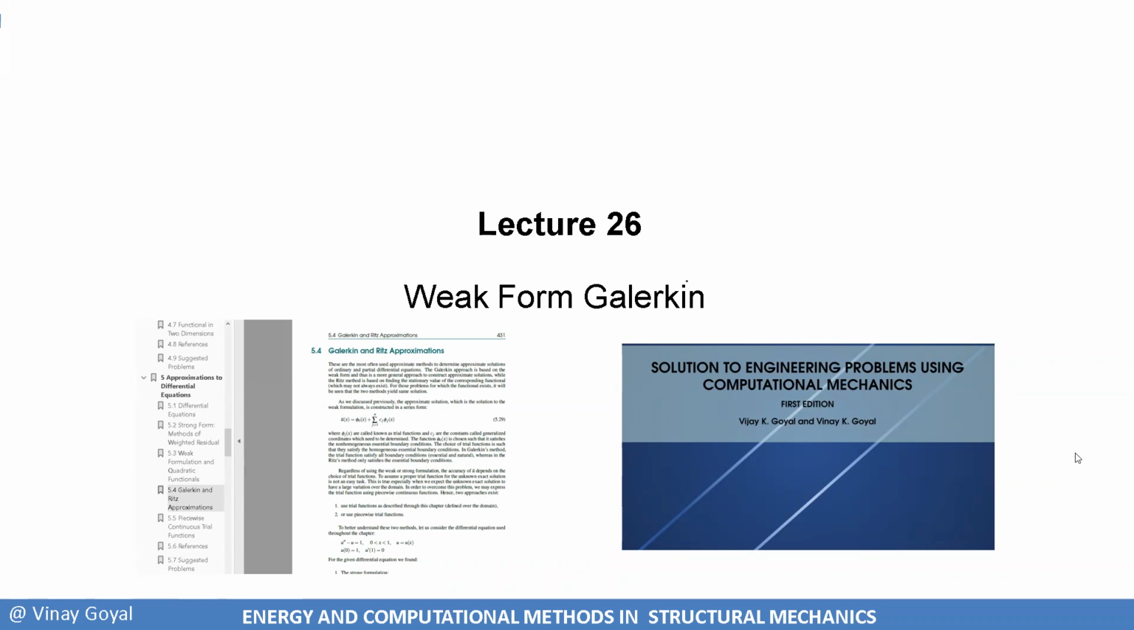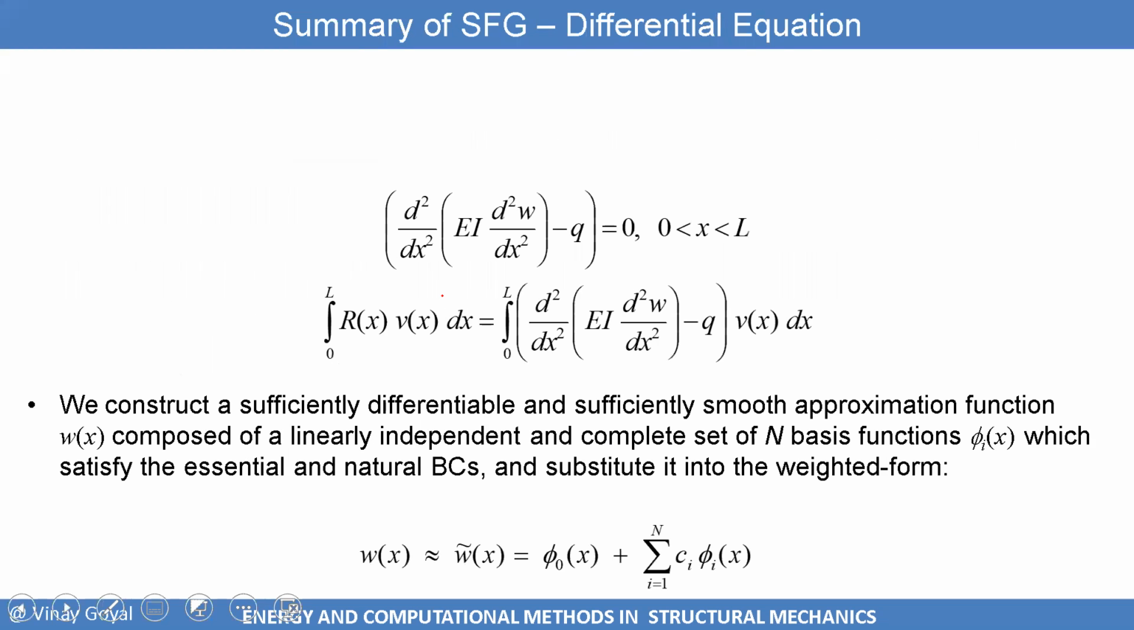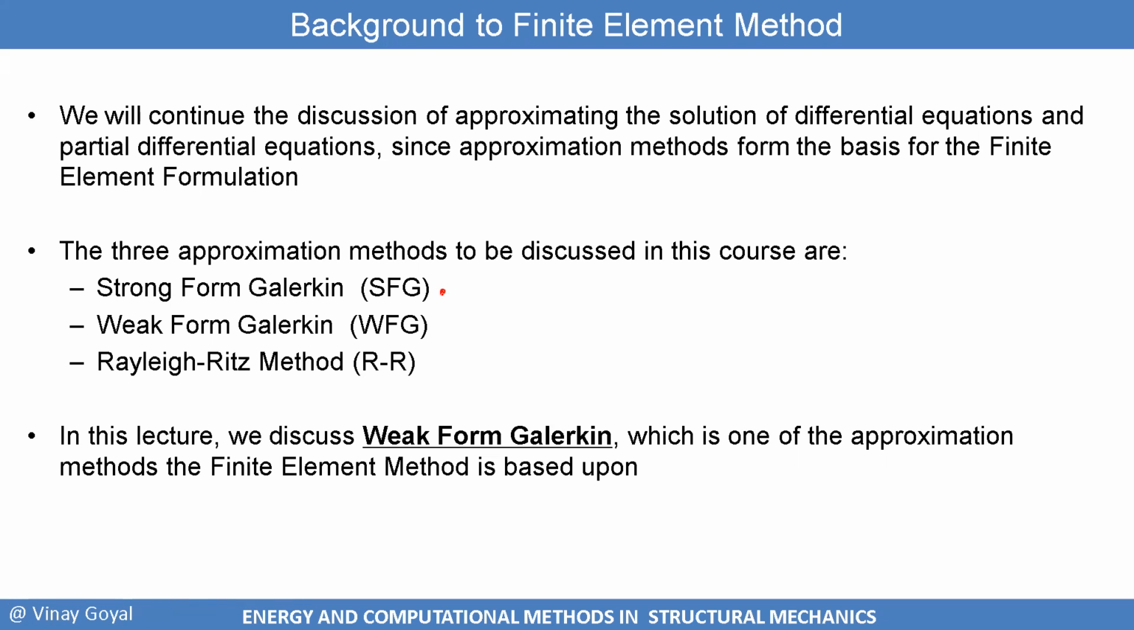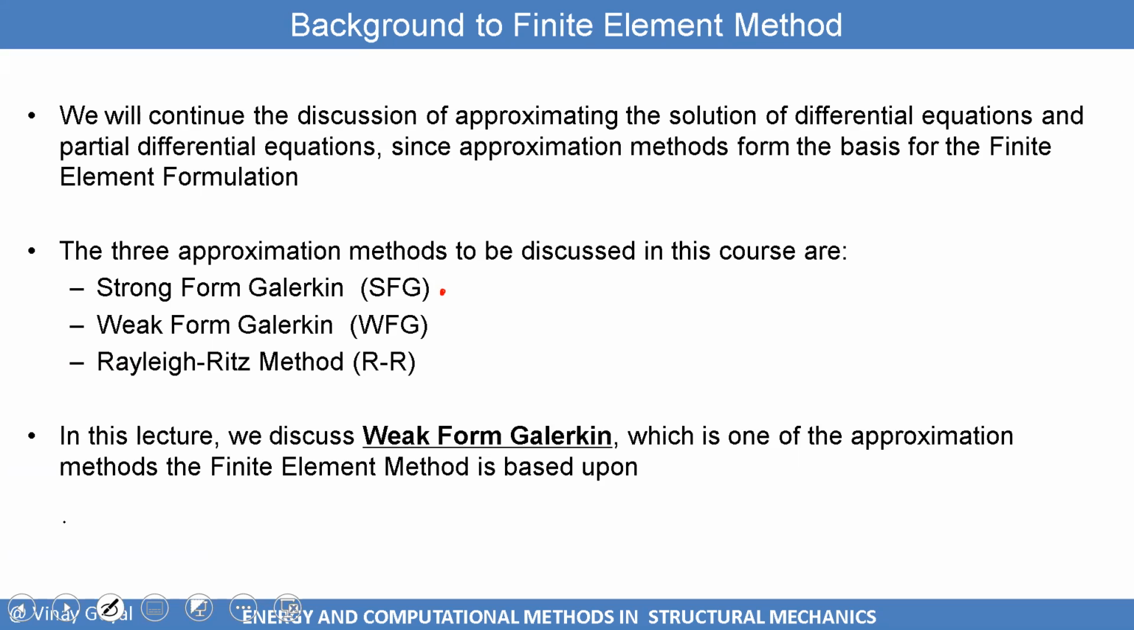For the strong form Galerkin, you have to start from the differential equation, which is a little bit more work. But today I'll be covering the weak form Galerkin, which is an improvement over the strong form Galerkin because, similar to Rayleigh-Ritz, you only have to satisfy the essential boundary conditions of the problem. That's a very neat thing about it that has its benefits.